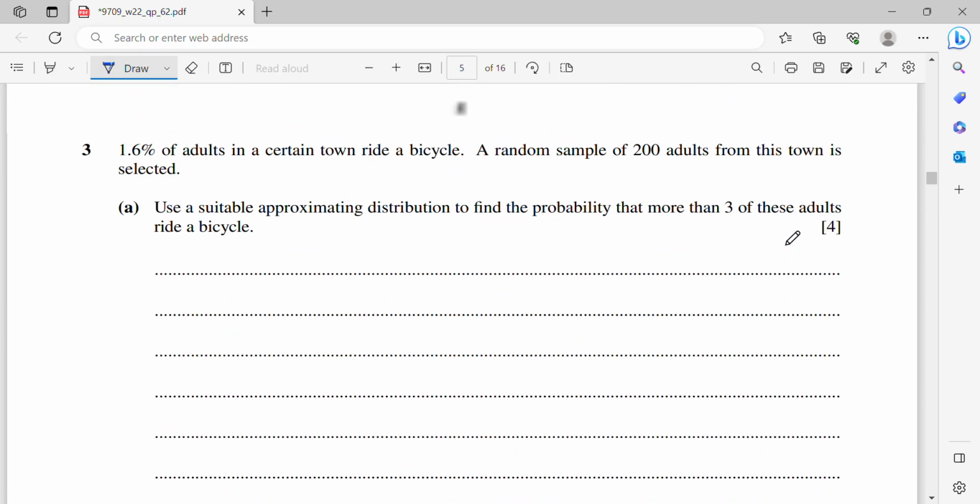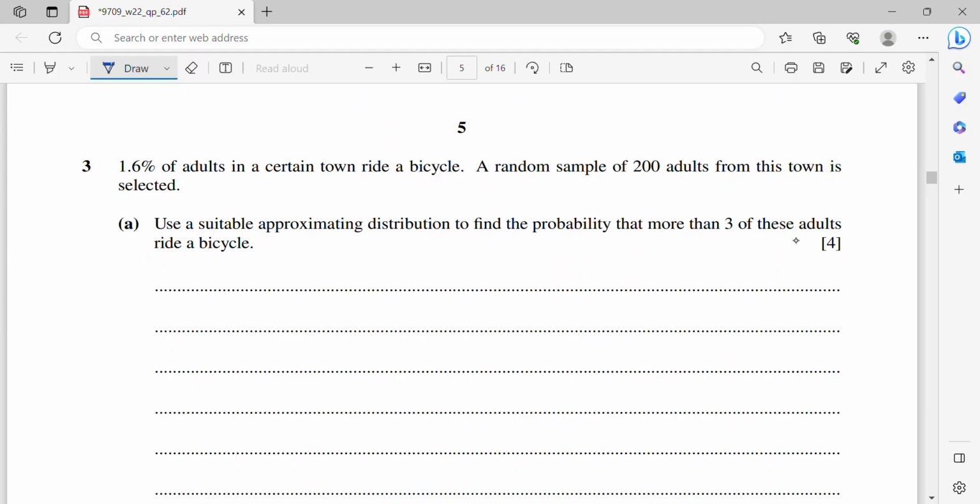Okay, now question 3. 1.6% of adults in a certain town ride a bicycle. A random sample of 200 adults from this town is selected. A. Use a suitable approximating distribution to find the probability that more than 3 of these adults ride a bicycle.